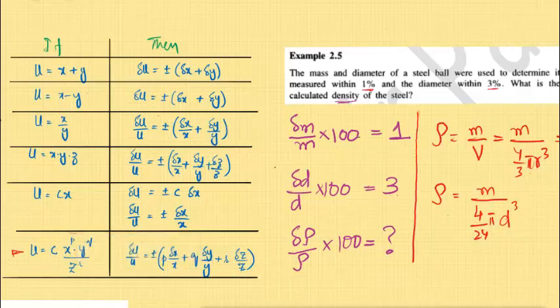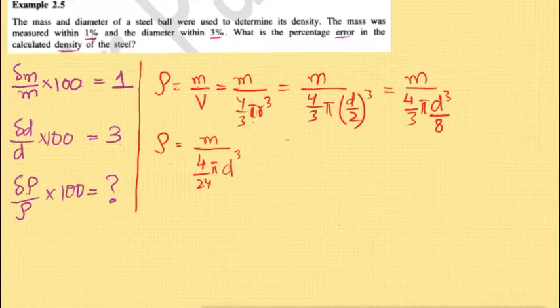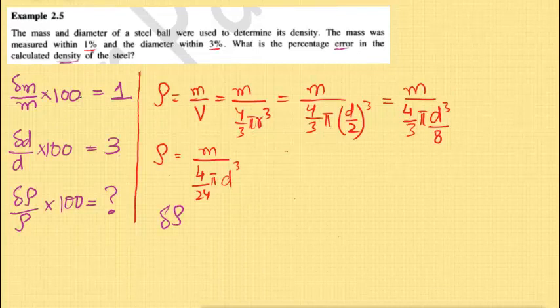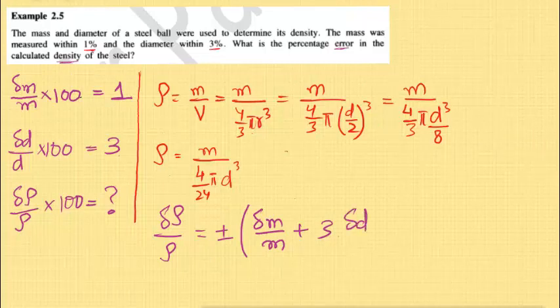Now see how I am going to make my equation for the error. I need your high level of attention. I will write my equation as error in density divided by the actual value of density, which is the fractional error, equals plus minus the error in mass over mass plus 3 times the uncertainty or the error in d over d.